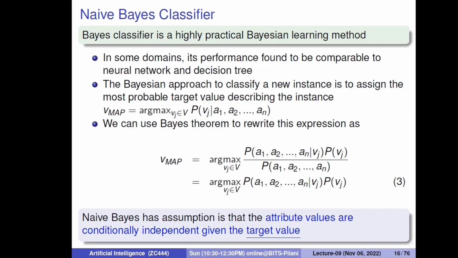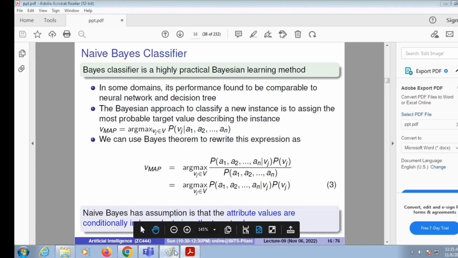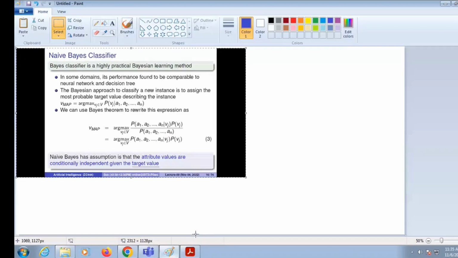And the naive Bayes classifier actually puts a kind of assumption that attribute values are conditionally independent given the target value. It means that if we specify the target values, then these values are actually independent. What does this mean? If this is the quantity we wanted to find out, the same quantity which we wanted to find out. This is the quantity that we wanted to find out.